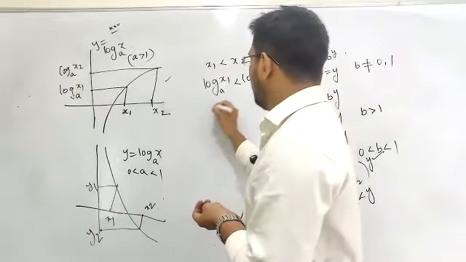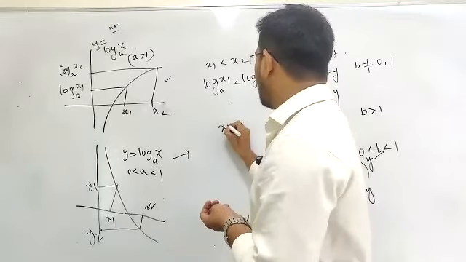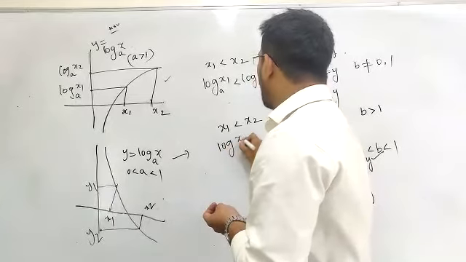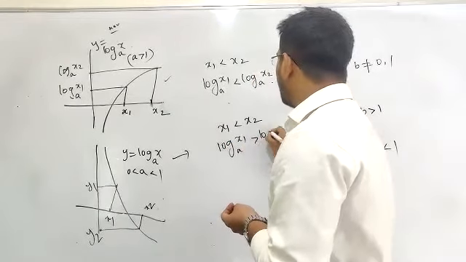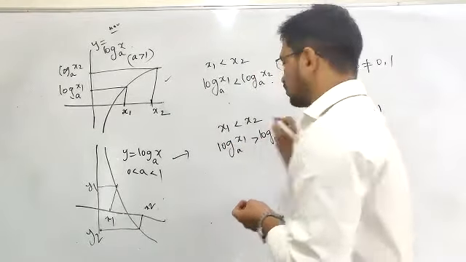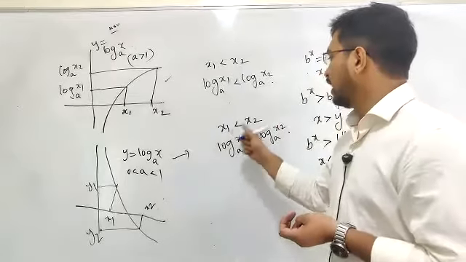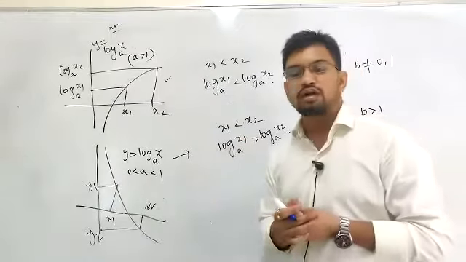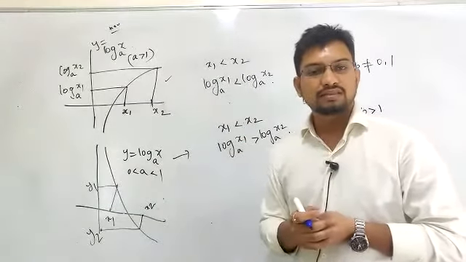With respect to this function, if I write x1 is less than x2, then you are getting log x1 to the base a greater than log x2 to the base a. From this graph, we write x1 is less than x2, then log x1 to the base a is greater than log x2 to the base a. You are writing something like this.